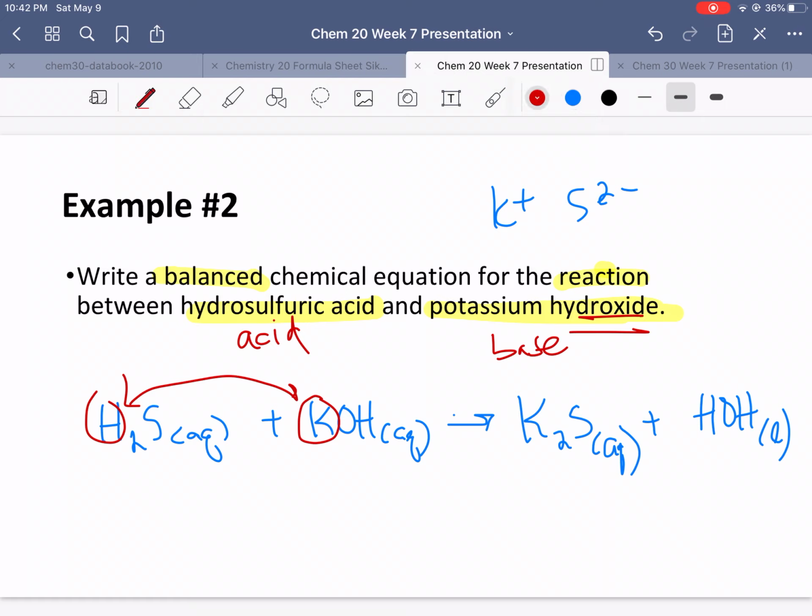Let's finish this off by balancing. We are going to have 2 potassiums formed, so I need 2 reacting. That means I now have 2 hydroxides, so that's easy to balance if I put a 2 here, which means my 2 hydrogens are also good. I have 4 hydrogens total reacting, 4 hydrogens total produced, done.